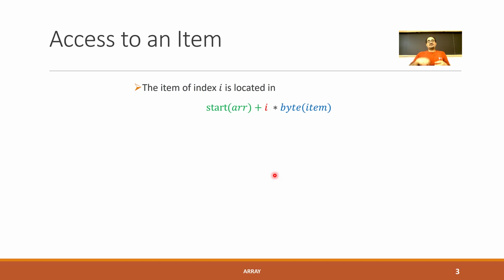In order to have access to one element of the array, we need to have access to the location of the item in the memory, and in order to find the address of the memory, we use this formula in which the start ARR is the start of the array in the memory, I is the index that we want to have access in order to read or write something over there, byte is the number of bytes that each element needs to be stored in the memory.